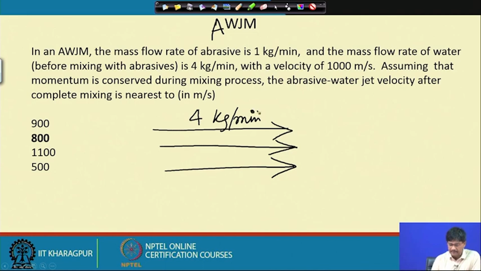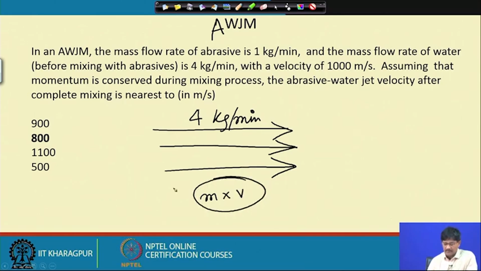Okay, and its speed is very high with a velocity of 1000 meters per second. So, we can immediately find out what is its momentum. Okay, how do we find it out? Mass into velocity. So here, mass into velocity, whatever momentum is carried by the water jet, abrasives are put inside this particular stream.